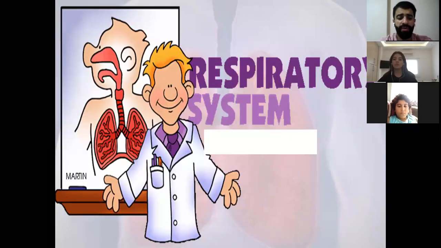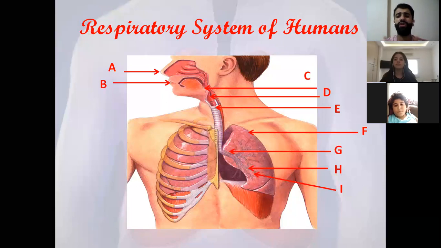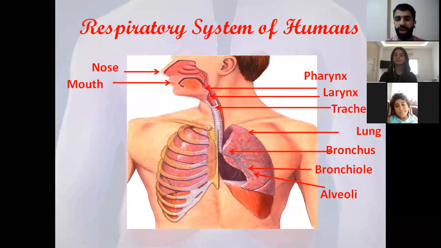Okay, so before we start, let's move to the anatomy of the respiratory system. Let's discover our respiratory system. The respiratory system of humans is composed of different organs. They are indicated by the letters A, B, C, D, E, F, G, H, and I. What are these organs? Let's start the first step. Number one, it's the nose. This is the nose. Number two, it's the mouth.